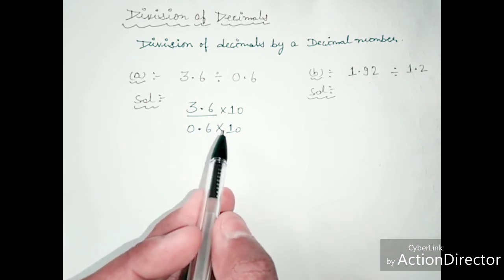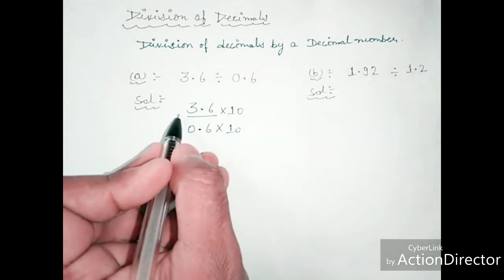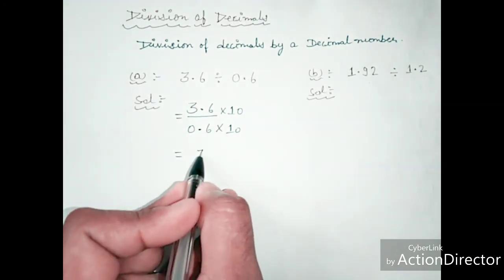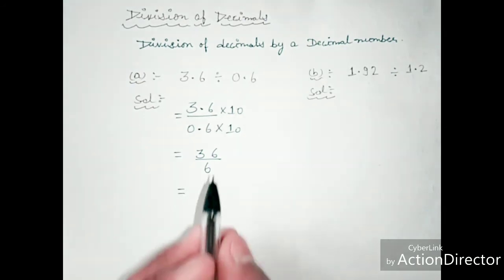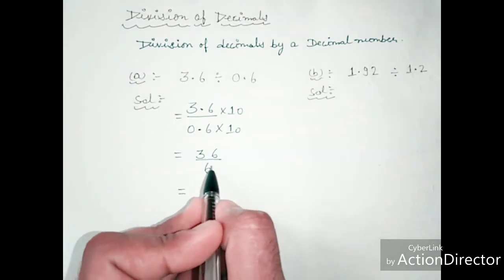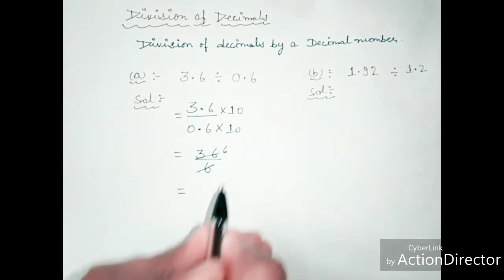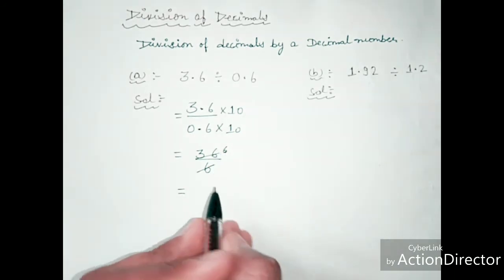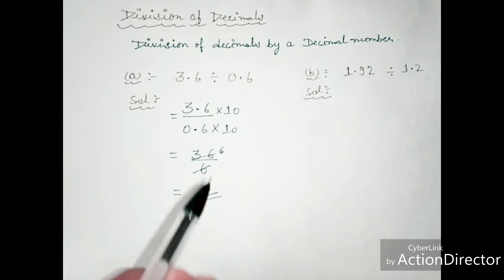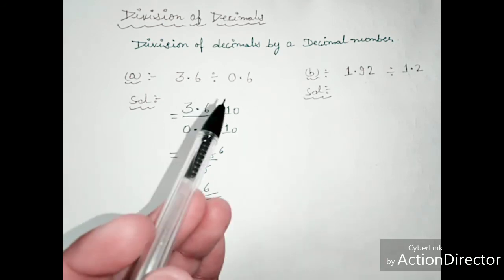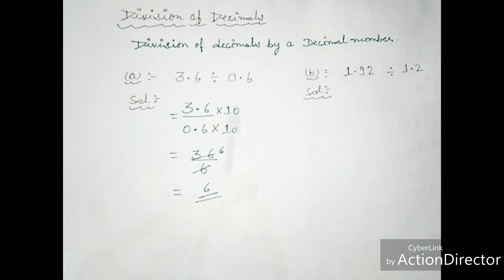So here we will multiply 3.6 upon 0.6 by 10, because when we multiply both numbers by 10, the decimal shifts to the right-hand side by one place. So we get 36 upon 6, and when we divide 36 by 6, 6 6s are 36. Divide 6 times, and it gives quotient 6. So when we divide 3.6 by 0.6, it gives quotient 6.